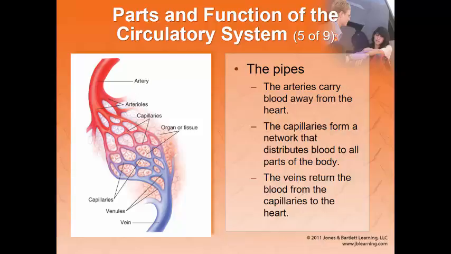Arteries always take blood away from the heart. For the most part, arteries carry oxygen-rich blood, except for the pulmonary artery. And veins carry typically oxygen-poor blood, except for the pulmonary veins.